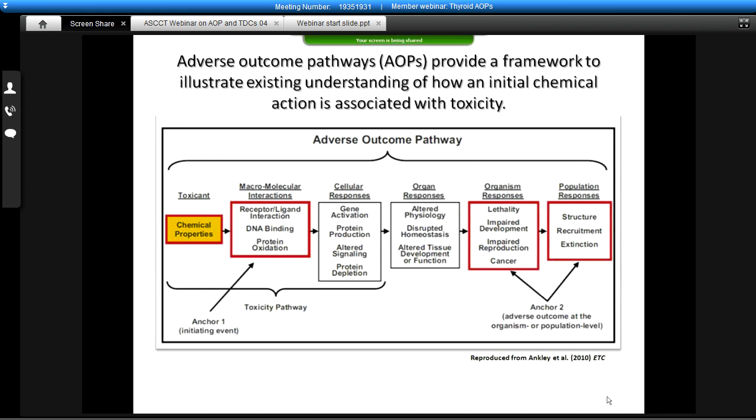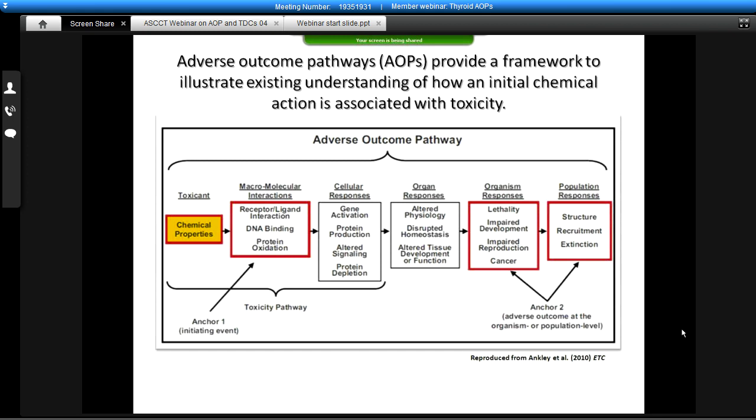And here on this slide, I've reproduced a graphic from Gary Ankley's seminal 2010 paper on AOPs, just to demonstrate to you that AOPs are sequential, beginning on the left with the initial chemical interaction with some macromolecule, leading to cellular and tissue-based key events along a path to toxicity at the organism or population level. This is really an organizational tool that may represent relationships that are causal, mechanistic, correlative, or simply inferential.